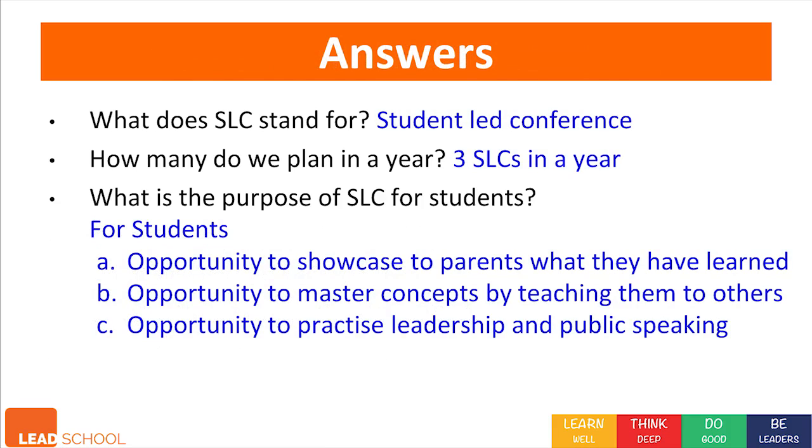Now, let's look at the answers. What does SLC stand for? It stands for Student-Led Conference. How many do we plan in a year? We plan 3 SLCs in a year.